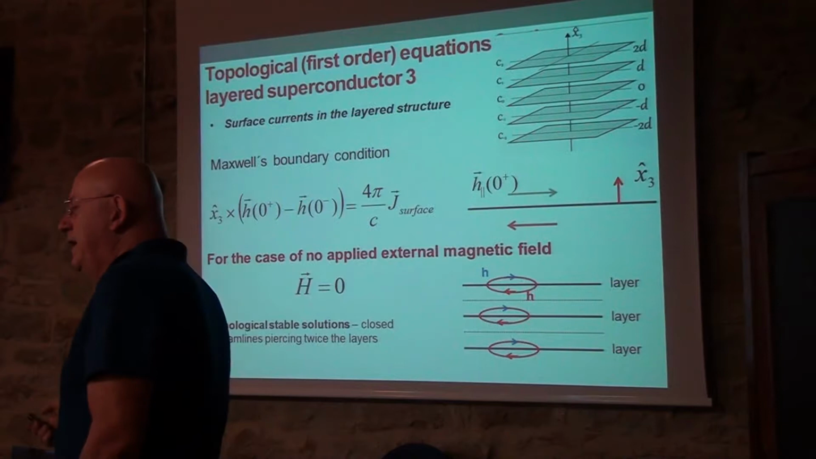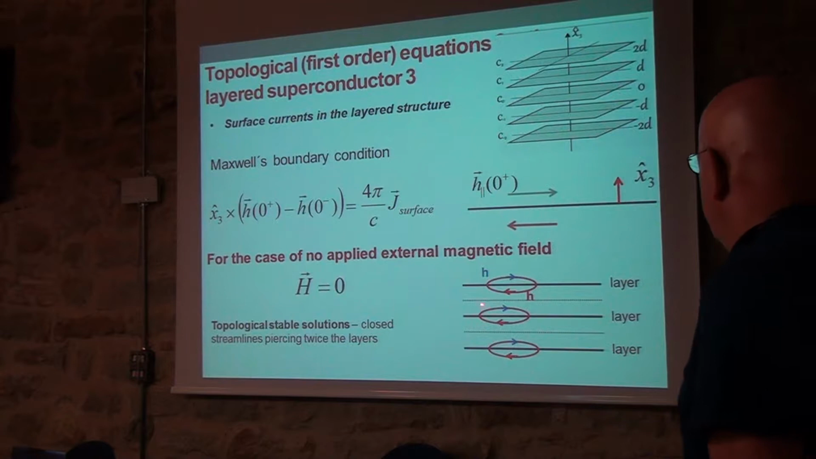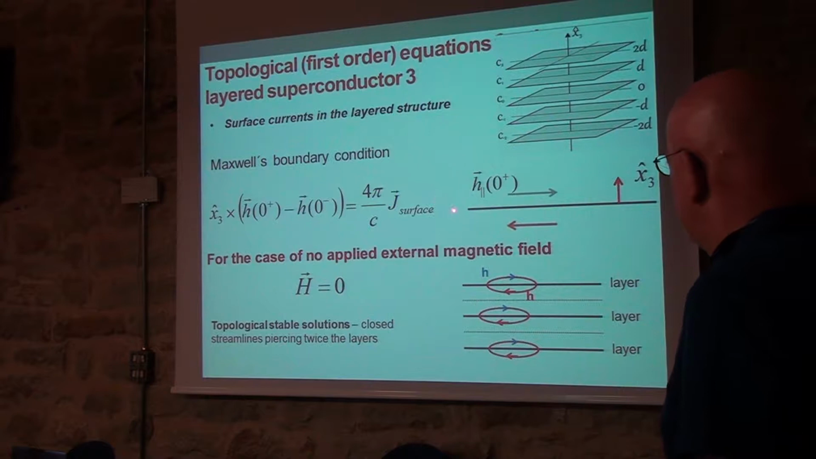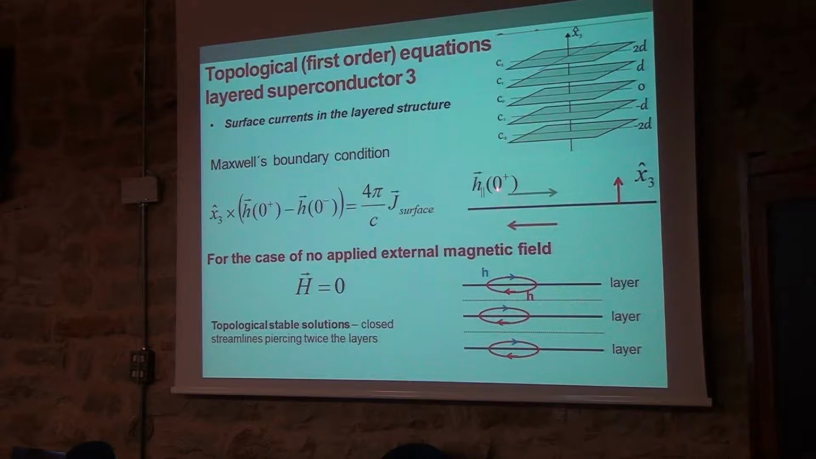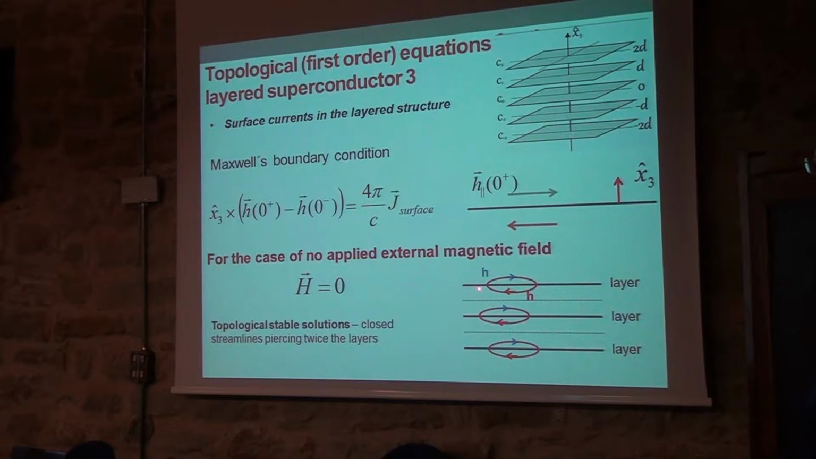Anyway, the important point is that if you believe in the solution, you find out that you will have some surface currents. Apart from the current in the volume, if you have a set of layers, with a magnetic field in one direction like this and below in the opposite direction, you have a surface current. And of course, in case that you have no applied field, the only possible solution in this way is some kind of magnetic loop along the layer. And this is what gives some sort of topological stability, because you cannot break these closed streamlines, and you have trapped solutions here, which are the skyrmions.